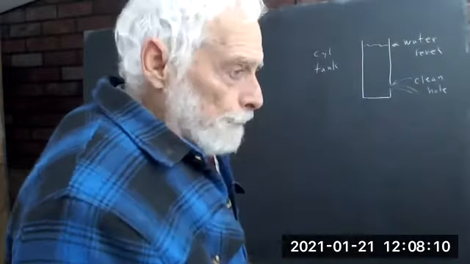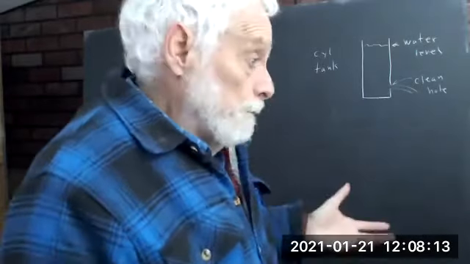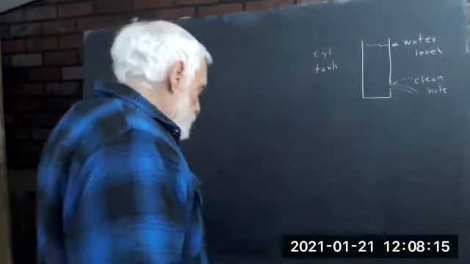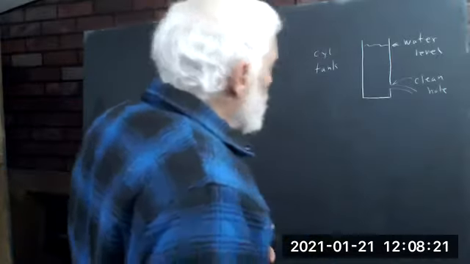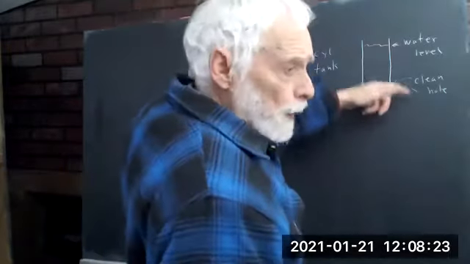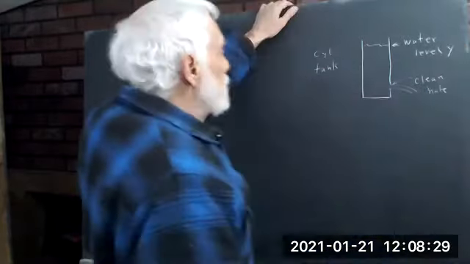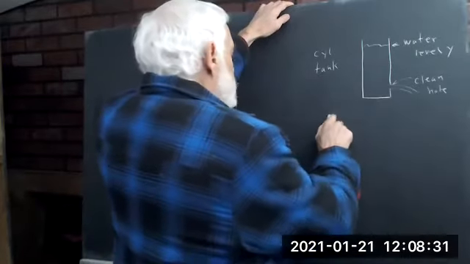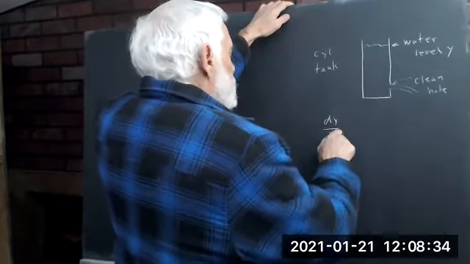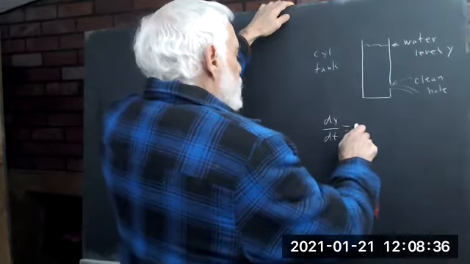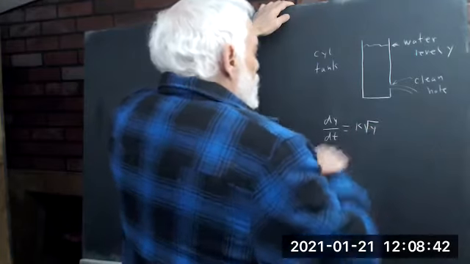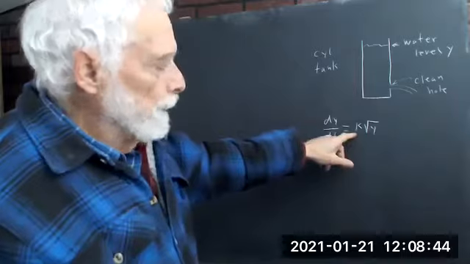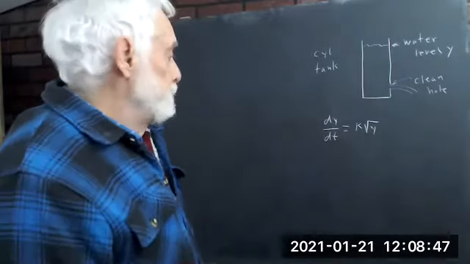decreases. Okay, turns out from Bernoulli's equation, from conservation of energy, Bernoulli's equation is just a statement of conservation of energy, that the rate at which the water level changes, we'll call the water level y, turns out that dy/dt is k times the square root of y. Okay.